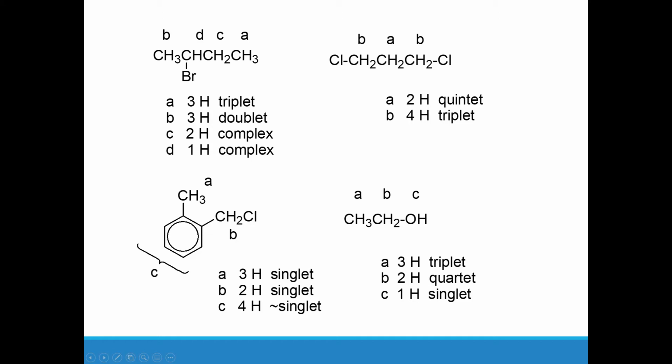And so when we have an alcohol, remember that the hydrogen on an alcohol will usually appear as a singlet. Our methyl group, 2 plus 1 is 3, so a triplet. And then for B, 3 plus 1 is 4, quartet.